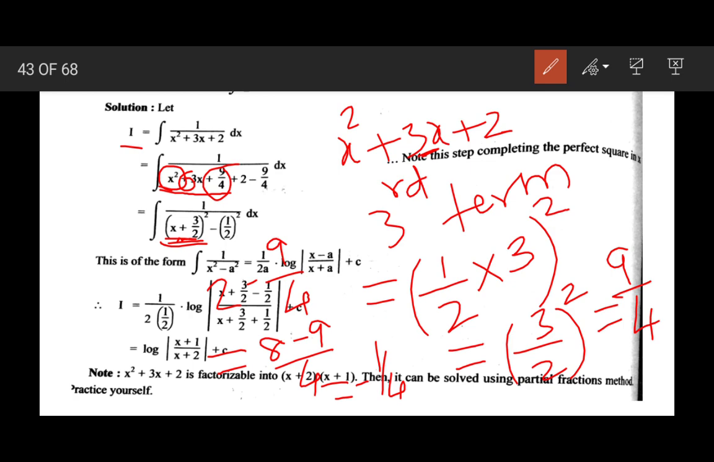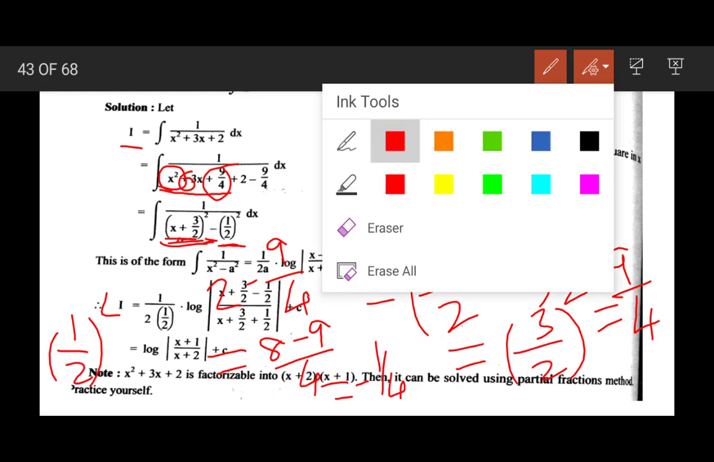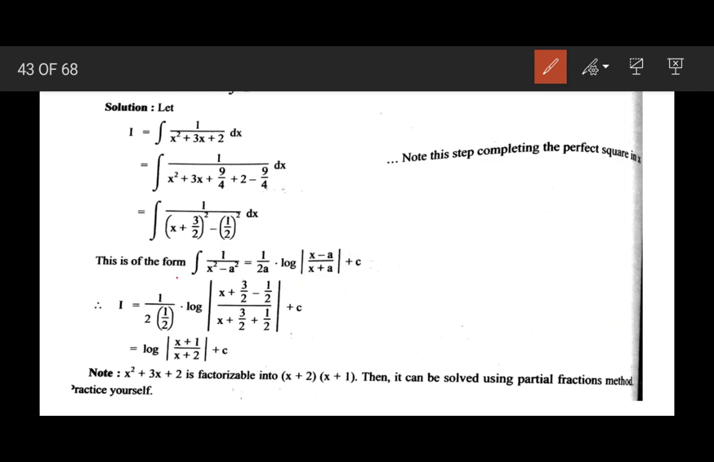So the minus sign stays as it is, and can I write this 1 upon 4 as 1 upon 2 the whole square? Yes, this 1 upon 4 can be written as 1 upon 2 the whole square. Now I am going to apply this formula: integral 1 upon x square minus a square is equal to 1 upon 2a into log of x minus a upon x plus a, plus c. So here the whole part is x and 1 upon 2 is a.